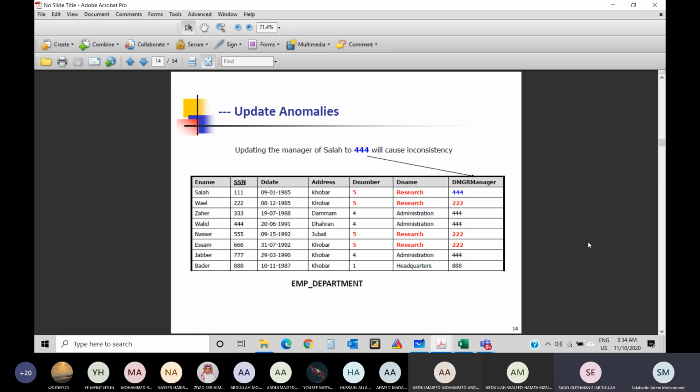You need to update it one by one. You have to update one by one. Exactly. So you have to go through the whole table. Let's say if I have thousands of employees, I have to go through the table one by one. Each time I get 5, I have to change it to 444, and so on. So I have to do that many times. So it will take time.